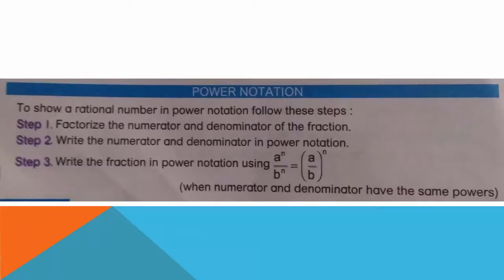The power notation. To show a rational number in power notation, follow these steps. Step 1, factorize the numerator and denominator in the fraction. Step 2, write the numerator and denominator in power notation. Step 3, write the fraction in power notation using a to the power n by b to the power n equal to a by b whole to the power n.